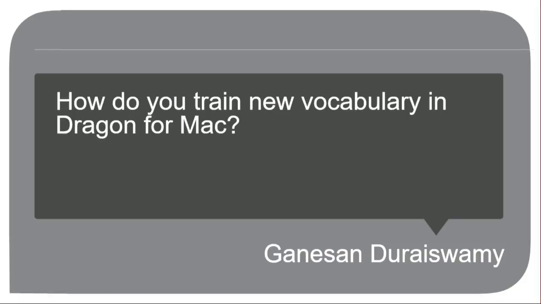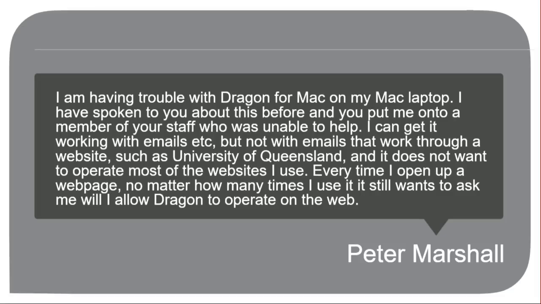How do you train new vocabulary in Dragon for Mac? There's a menu item where you can do that. Just check it out and you'll find it easily enough in Dragon version 5 in particular, Dragon for Mac. If you can't find that, let me know. Peter is asking about Dragon for Mac. He's got a problem with the environment at the University of Queensland, my old alma mater. So Peter, I'll be in touch and we'll see if we can help you with that.